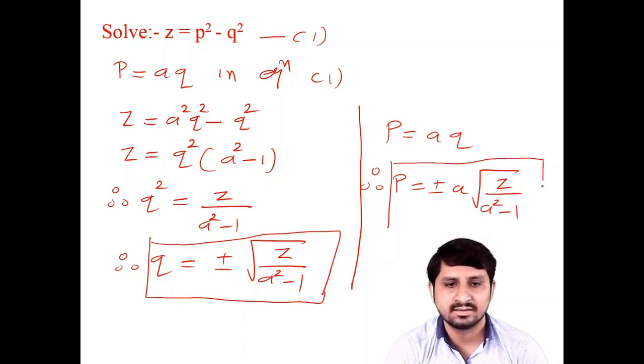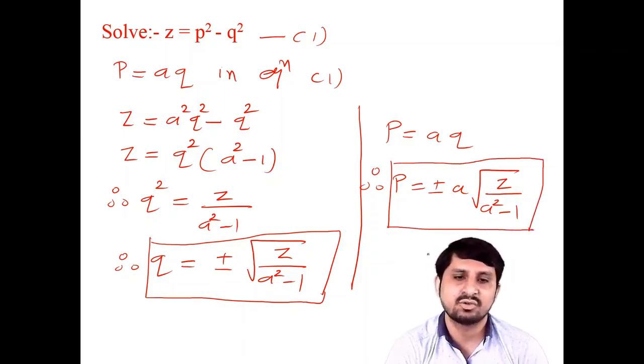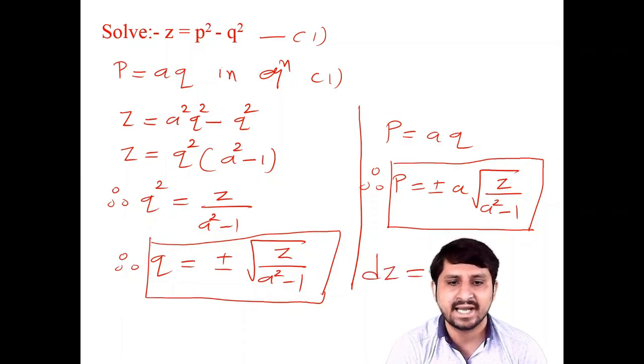Just remember these two values, right? The value of p is plus or minus a square root of z upon a square minus 1, and the value of q is plus or minus square root of z upon a square minus 1. Now we want to solve this equation, dz is equal to p dx plus q dy, and we put these two values, the values of p and q, in this equation. So let's see how we can solve.